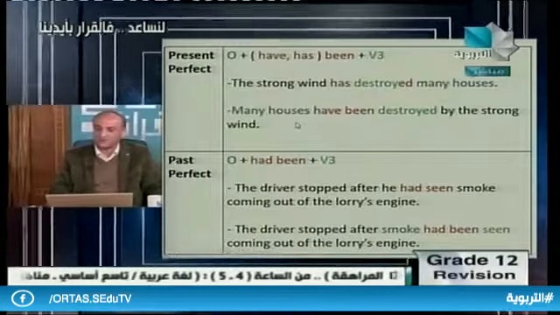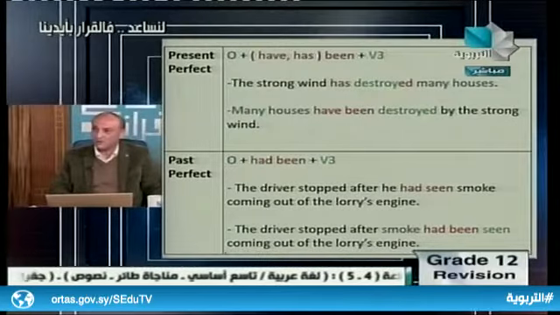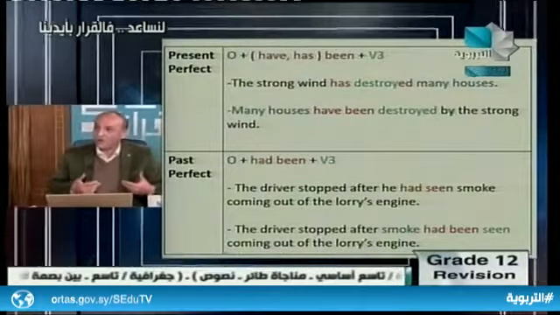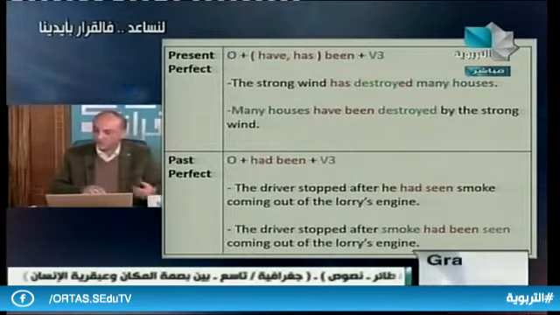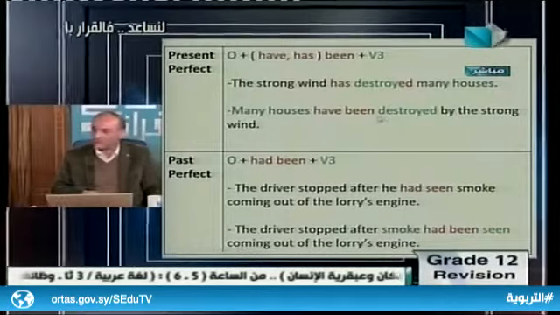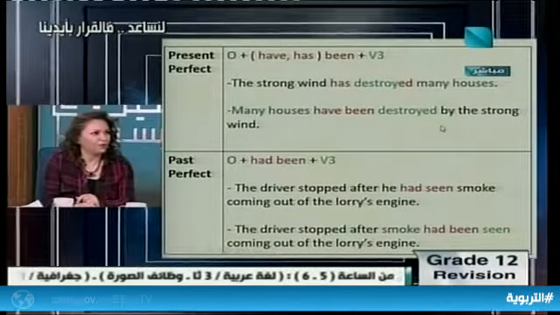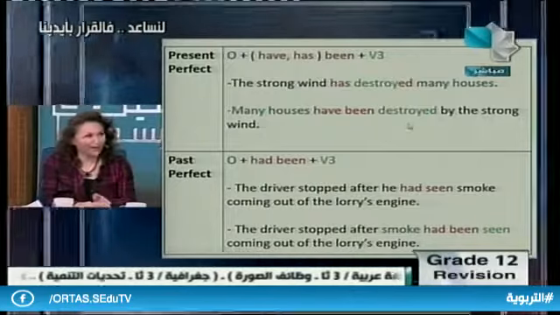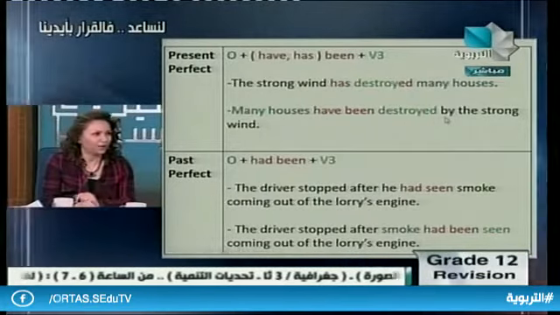Many houses have been destroyed. It's okay. How? If we want to mention how they have been destroyed, we have to say by the strong wind, by an earthquake, etc. We use the word how in a question. When we make it into a question, we change by using the word how. Okay.